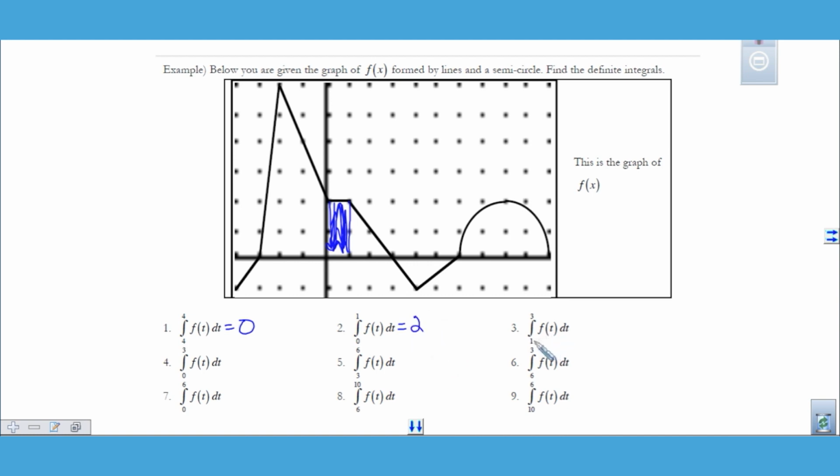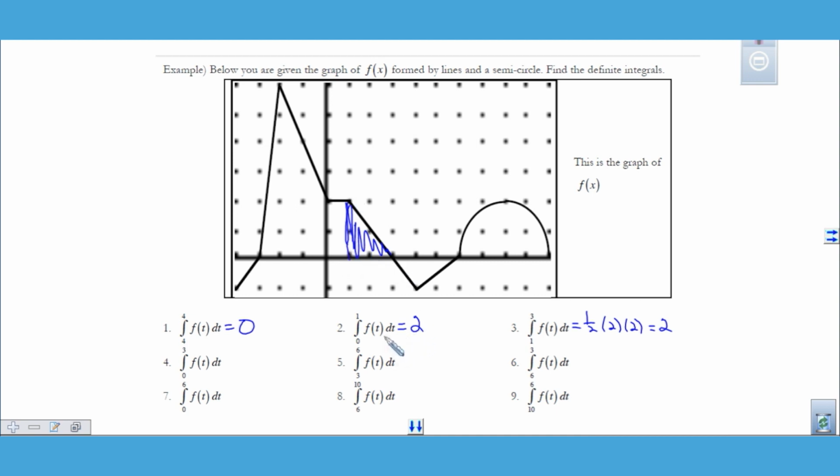If you wanted to find the area from 1 to 3, then I would go from 1, 2, 3. So I want the area from 1 to 3, and that's a triangle, so I could do 1/2 base times height, and the base is 2 and the height is 2, so 1/2 times base times height, and that is just 2, I think.